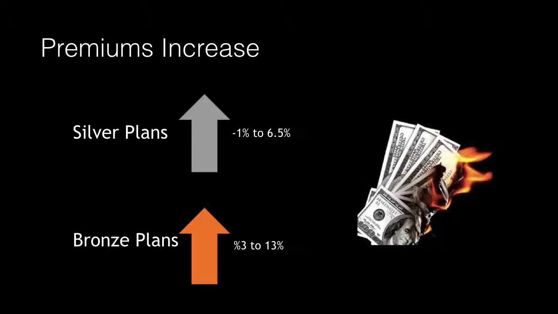One of the consequences from the repeal is the increased price of premiums. According to researchers, premiums on silver plans can either decrease by 1% or go up as much as 6.5% as a result of the repeal. Premiums on bronze plans can increase anywhere from 3 to 13%. Due to the increasing premiums, many people will lose health insurance or turn to federal programs such as Medicare or Medicaid.